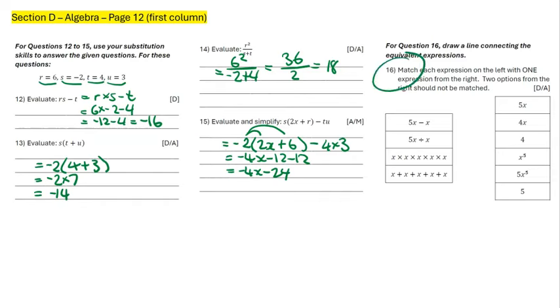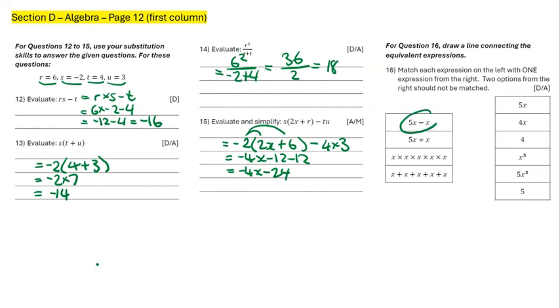So question number 16, we've been asked to match the expressions on the left to one of the expressions on the right. And if you notice there's 4 over here and 6 over here, that means 2 of these options on this side here won't be matched at the end of it. We're only going to match 1 with 1.